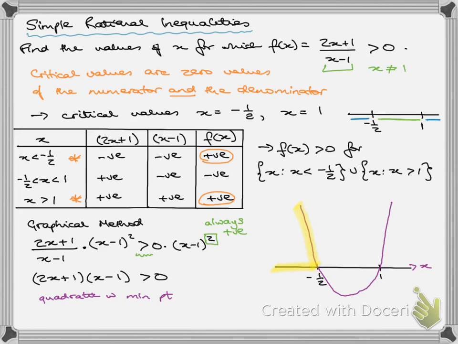So there we see the curve lies above the x-axis for the range of values of x to the left of -1/2, which means x is less than -1/2. It also lies above the x-axis for the range of values of x where x is greater than 1. Same solution.